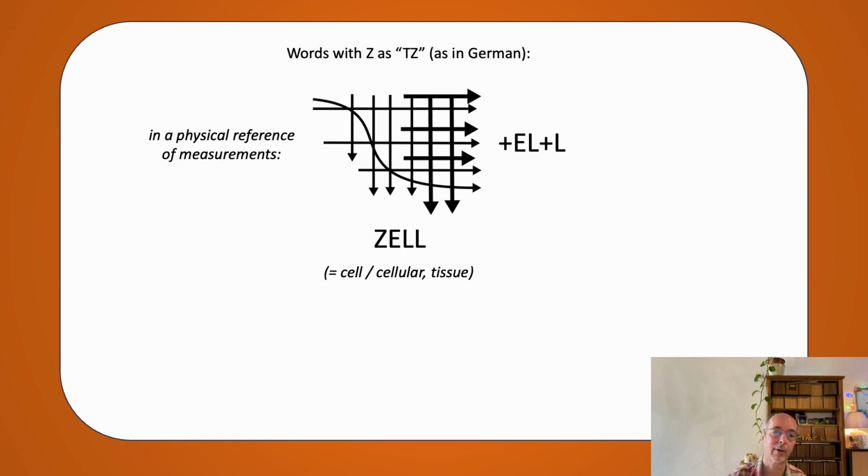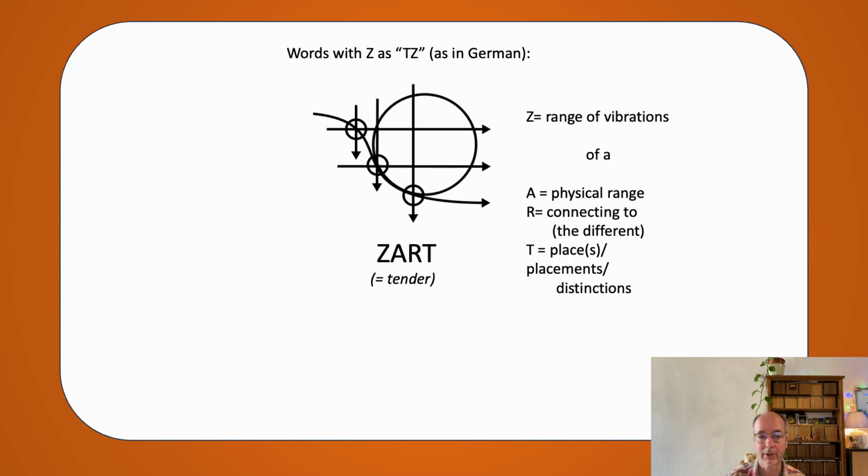It's actually about the cell, the cellular tissue, as a manner of speaking. You can understand it, in what direction it is, how the letters are connected, and it is this connection which can already be sensed here. Not going too much in detail here. A much nicer example of this range of vibrations that are measured is the word ZART, or tender.